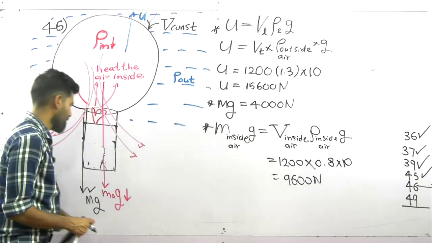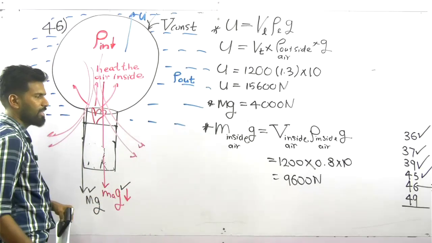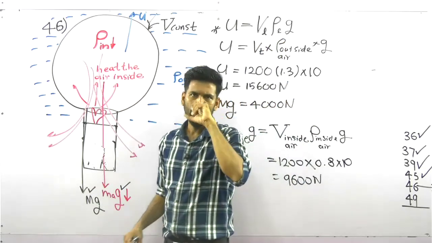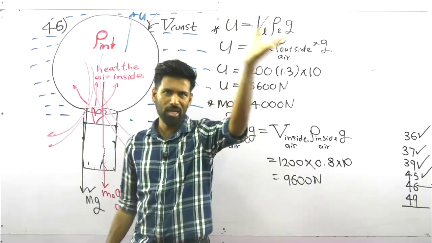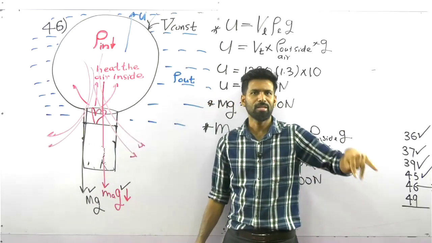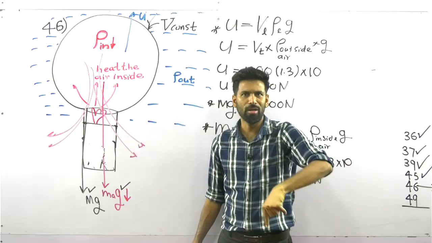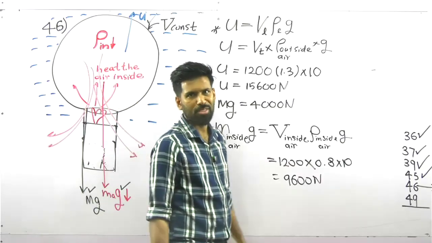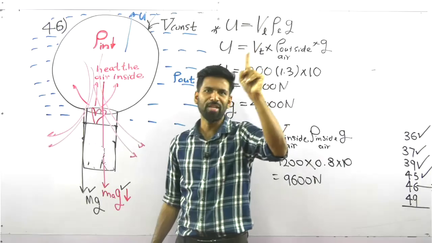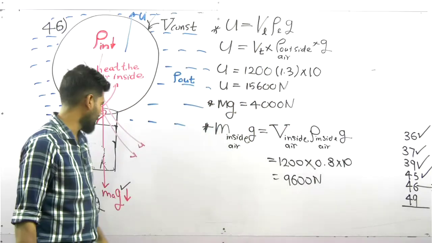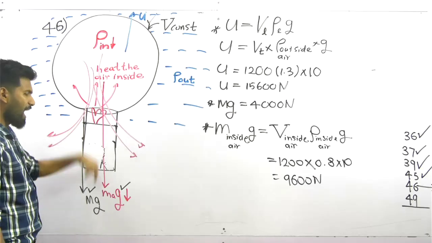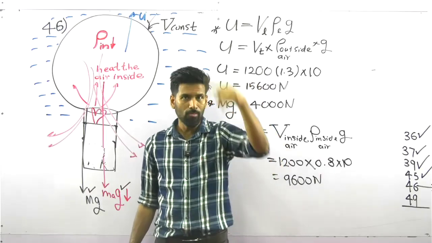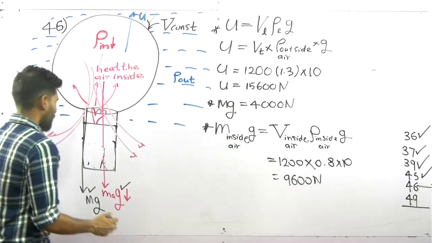Now I know the inside air weight, and they have given me the weight of this rubber and the other objects, and upthrust is created from the outside air acting on the 1200 volume, calculated. So there's a mismatch. Still the upthrust is high. Upthrust is 15,600, but the air weight and the object weight is not that much. So upthrust is winning and it will move up. So what has happened? What's done?